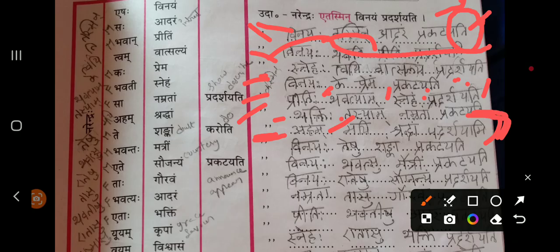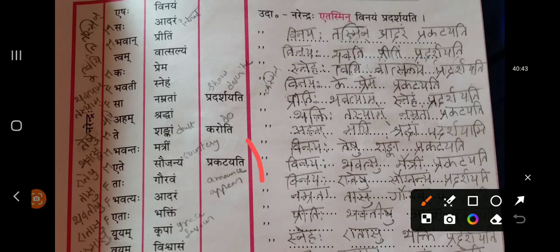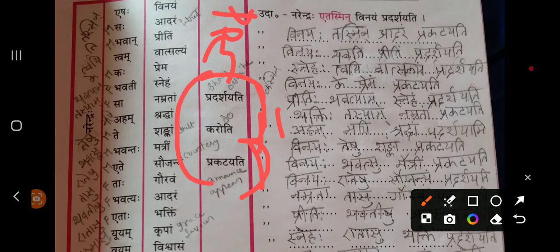So you need to convert. How did pradarshayami come? Let me tell you one thing. See here pradarshayati, prakatayati, karoti. All these are in third person. Whenever I want to say a statement about that girl, that boy, that teacher, that student, that guy, that lady, whenever I want to tell about someone else, then only I'll use as it is, pradarshayati, karoti, prakatayati. But whenever I want to tell about myself, aham means first person, I am, then I can't use these as it is.